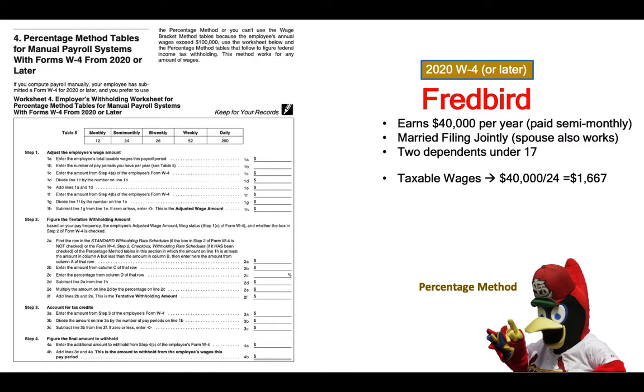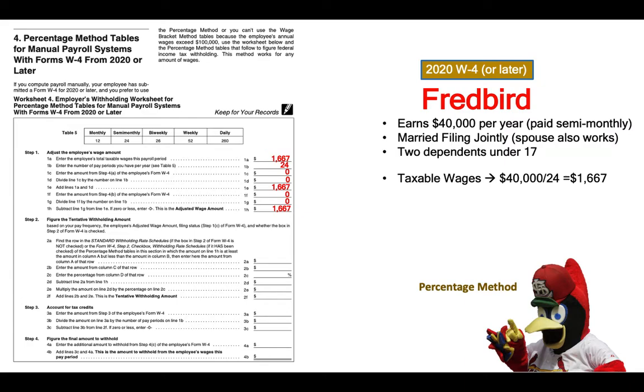The percentage method, if we have a 2020 W-4 or later, we're going to use worksheet 4. This again has 4 steps. The first step is almost identical to what we just did on the other one. We have 1667 as the wages that are taxable, 24 pay periods. We had zeros in step 4, and so line 1E gives us 1667. We had another 0 on step 4, so we get 0, and we end here with the adjusted wage amount of 1667.